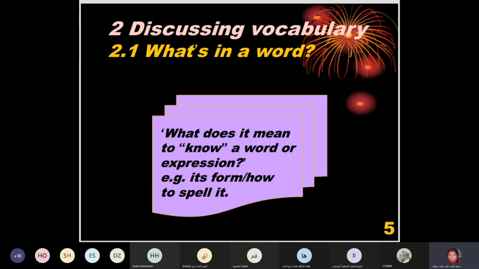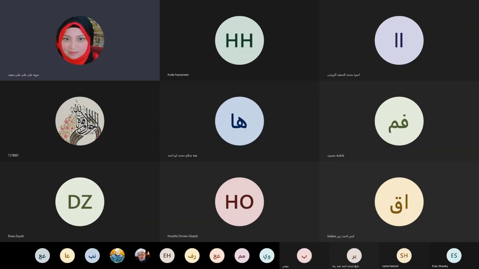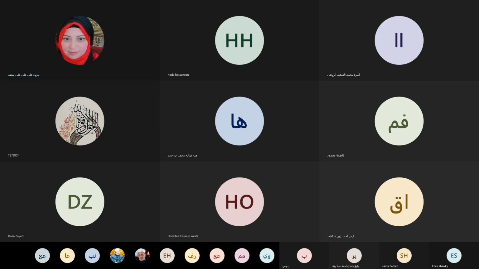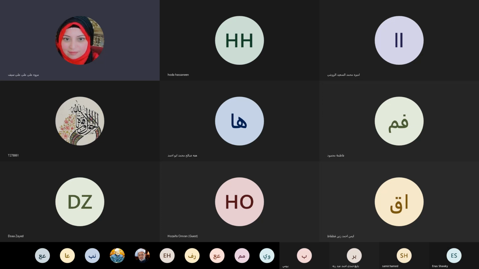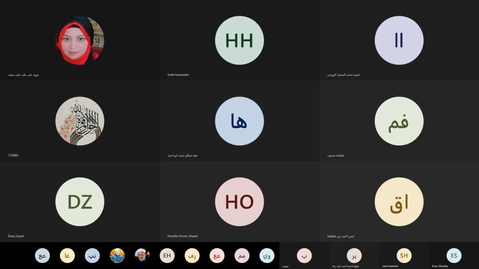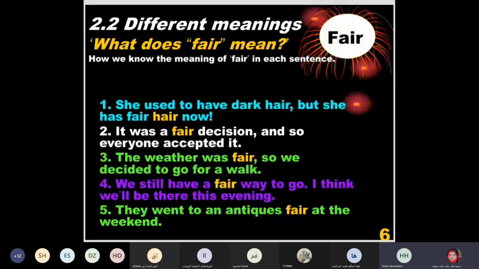Let's go to another activity. Just a minute, I'm trying to share the slide here. We have an activity which is enjoyable, actually. Different meanings. What do you know about the meaning of the word fair? I haven't shared the slide, by the way. It depends. Very good. I need that expression, it depends.